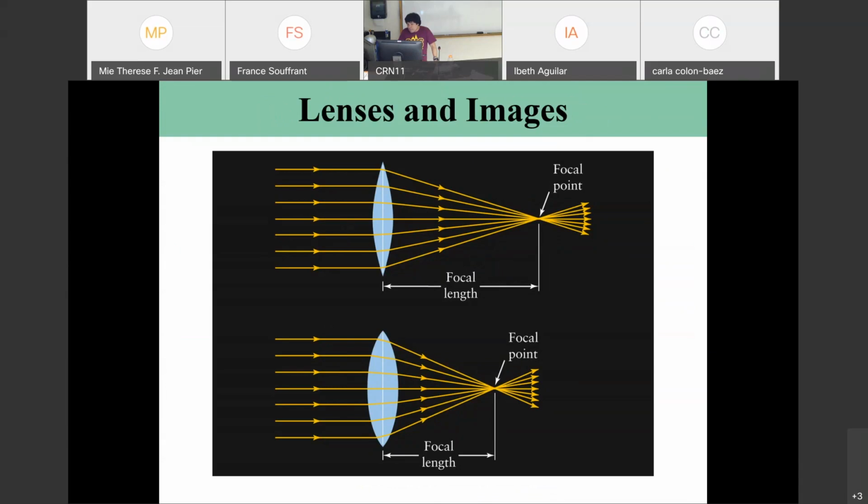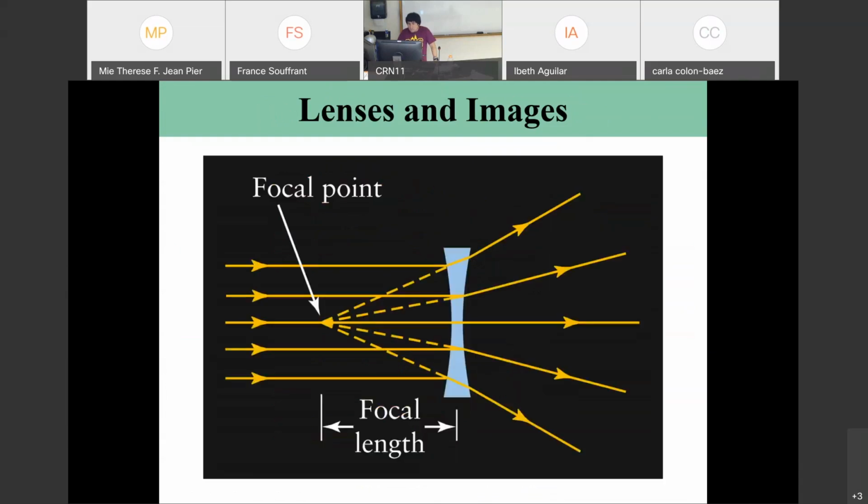We have two types of lenses, just like we have two types of mirrors: the convergent and the divergent. Where do we apply lenses? In glasses, if you wear glasses, to magnify an image, to bring an object closer to you. And we also use lenses in telescopes, refractor telescopes.